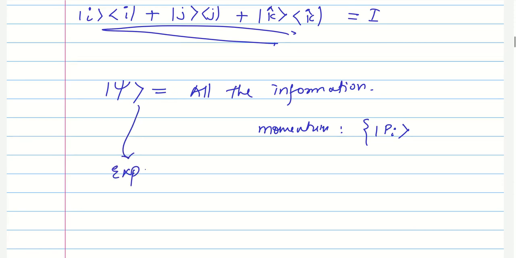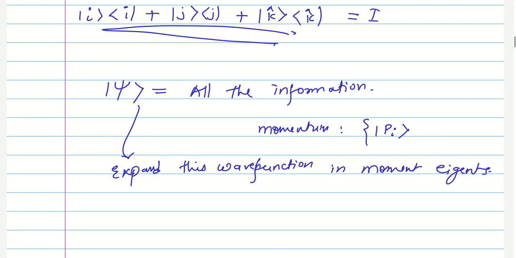You can expand this wave function in momentum eigenkets. How? Just you have to apply this psi is there. If you apply identity, the psi will remain same. So when you apply identity, what happens? How this identity operator will look? So this identity operator is nothing but the sum of all eigenkets. So p sub i, p sub i.